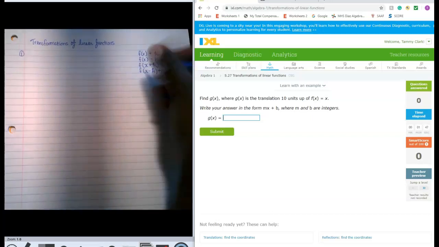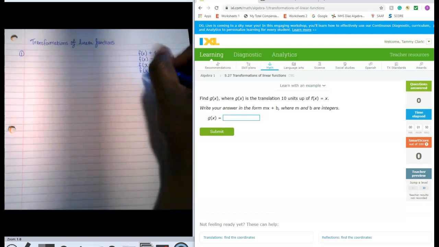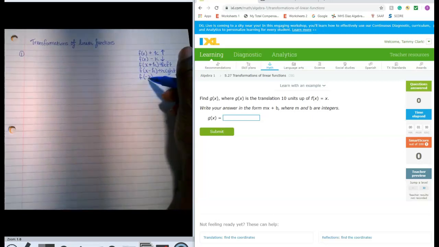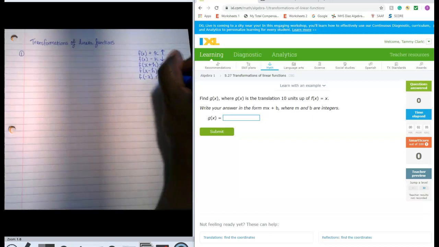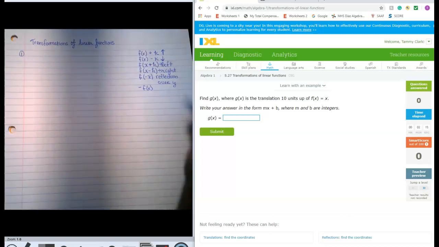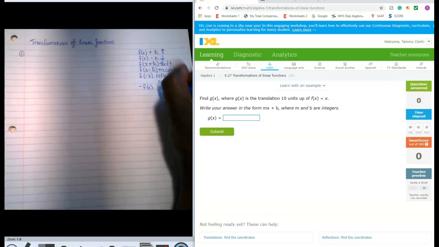Now, what about a reflection? A reflection, if I'm reflecting over the y-axis, then what I'm going to do is whatever my x is, I'm going to take that and make it its opposite. So this is the reflection over y. And if I'm reflecting over x, I'm going to basically take the whole function and flip it over. So that would be the reflection over x.